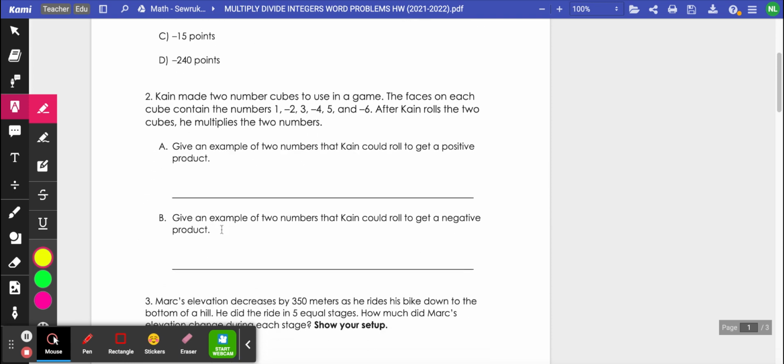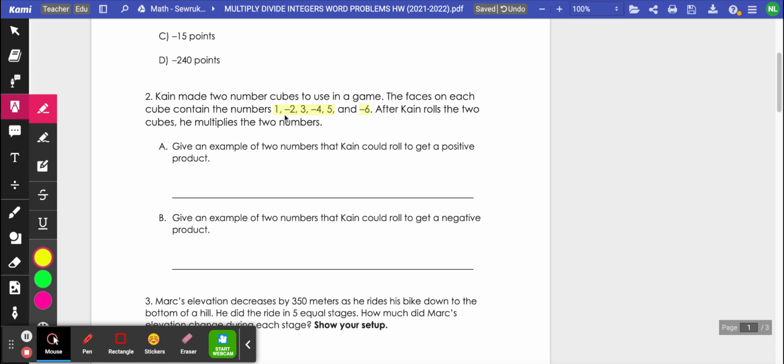The second question says, Kane made 2 number cubes used in a game. The faces on each cube contain the numbers 1, -2, 3, 4, 5, and -4, 5, and -6. After Kane rolls the 2 cubes, he multiplies the 2 numbers. Give an example of 2 numbers that Kane could roll to get a positive product. Remember, a positive product would be the answer to a multiplication problem.